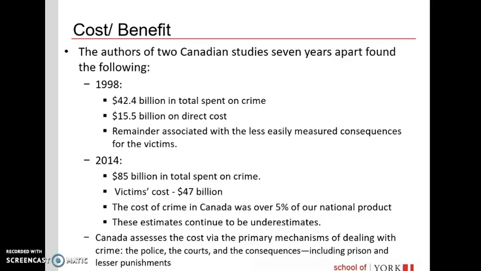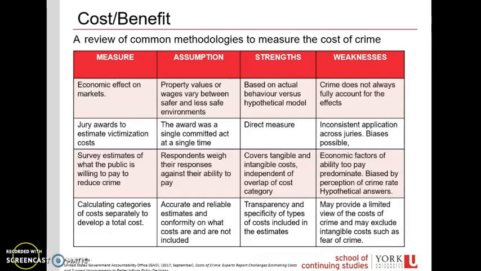The authors of 2 Canadian studies 7 years apart found the following: in 1998, the victim cost was $50.5 billion compared to $42.4 billion total spent on crime. By 2014, victims' cost was $47 billion compared to $85 billion spent on crime. The total cost of crime in Canada is over 5% of our GDP, and estimates continue to be underestimated.